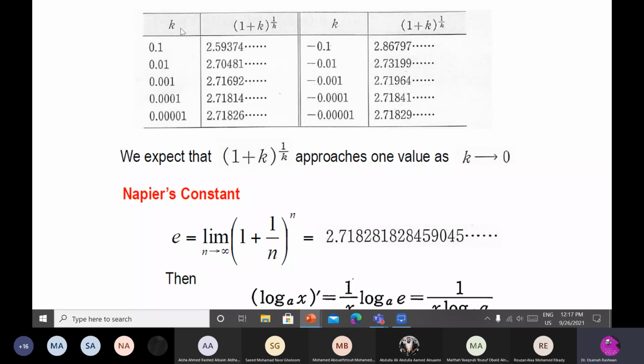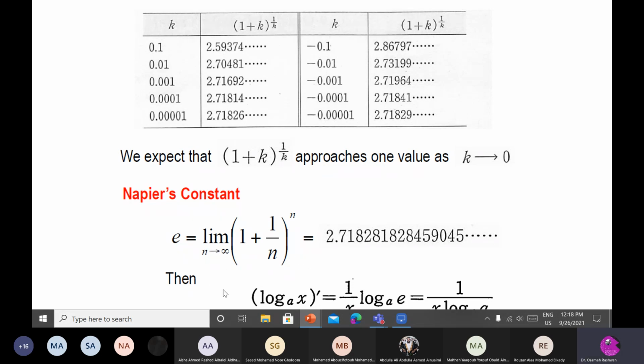but we can understand the limit using a table, right? So I have the value of k. I calculate (1 plus k) to the 1 over k, for k positive and k negative, very close to 0. This value, (1 plus k) to the 1 over k, when k tends to 0, is almost around 2.71. And I remember, what does 2.71 mean? This is Napier's constant, right? This is the e, the value 2.71828 something is the approximate value for this Napier's constant, which is e.